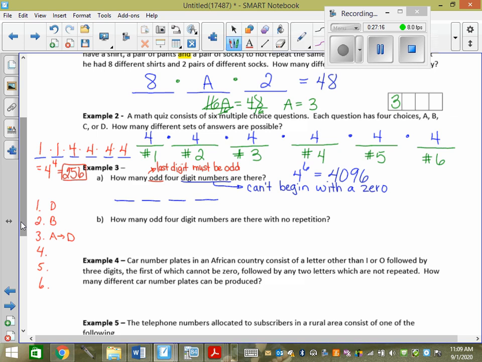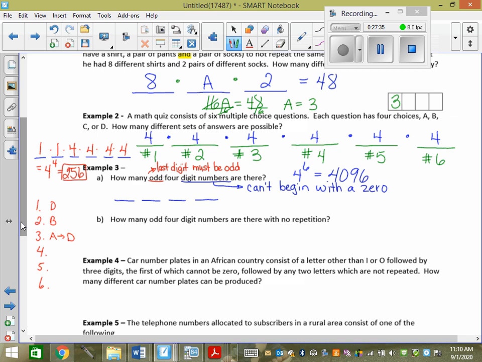Now we must deal with the restrictions first. So the things that are being restricted have to be dealt with first. I know that the front number can't be a 0. I know the back number needs to be odd. The middle 2 digits, there's no restrictions on them, right? They can be whatever. So I have to start with the back or the front, but I can't start with the 2 middles. I have to start with the restrictions first.